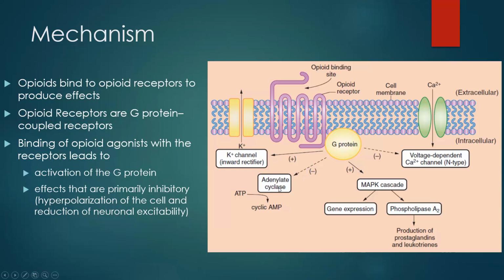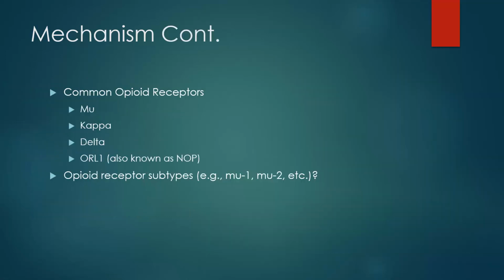It can inhibit adenylate cyclase, so less signaling. It can activate MAP kinase, which affects gene expression and the phospholipase A2 pathway, and it can inhibit the voltage gated calcium channel, so again, inhibit excitation of the neuronal cell. Historically, we talk about 3 opioid receptors: mu, kappa, and delta. I personally have an interest in the 4th type of opioid receptor called ORL1, also known as the NOP receptor. When you activate this receptor, you actually enhance pain transmission, and the endogenous ligand for this receptor is called nociceptin, which causes pain.